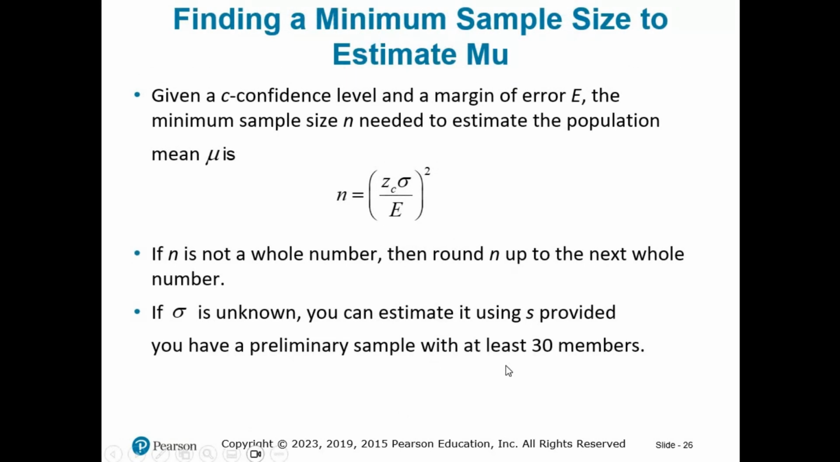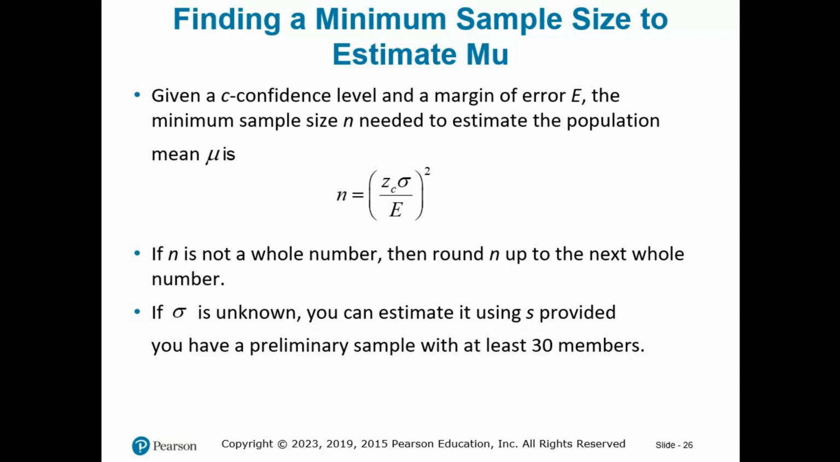So given a c confidence level and a margin of error E, the minimum sample size n needed to estimate the population mean mu is this formula. n equals z sub c times population standard deviation divided by margin of error, quantity squared. If the resulting answer is not a whole number, we're going to need to round up to the next whole number. And if sigma is not known, you could estimate it by using the sample standard deviation if you have a sample of at least 30.